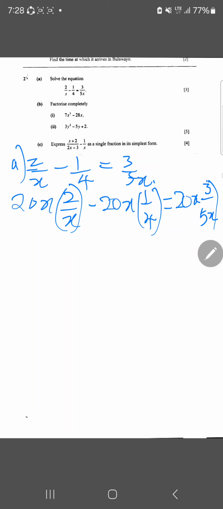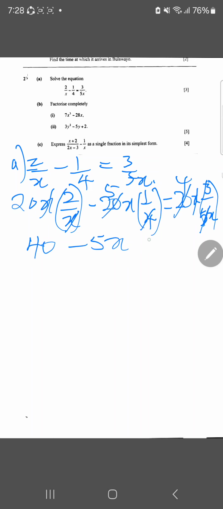Then we multiply. When you're multiplying, the denominators divide the numerators. So x into x gets 1, then times 20 is 20. 20 times 2 is 40. 4 into 20 is 5, times x is 5x. 5 into 20 is 4, x into x is 1, then it will be 12. Then we collect like terms: 40 minus 12.